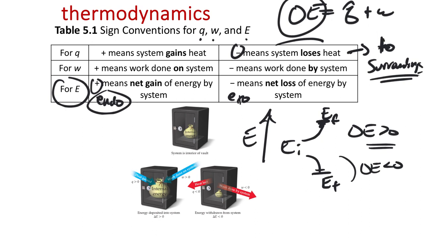And then if Q is positive, it means that the system gained heat. Well, where did it get the heat from? It has to get it from its surroundings. So if a reaction's absorbing heat, it's getting it from anything that's in contact with that reaction.